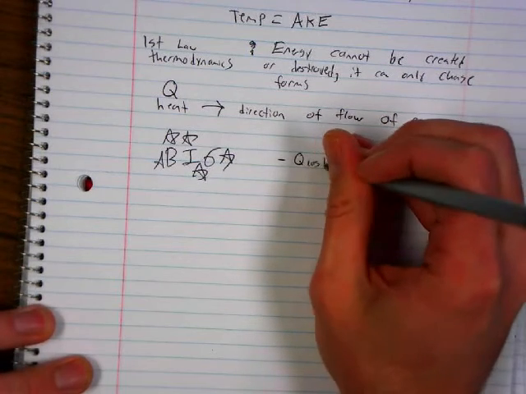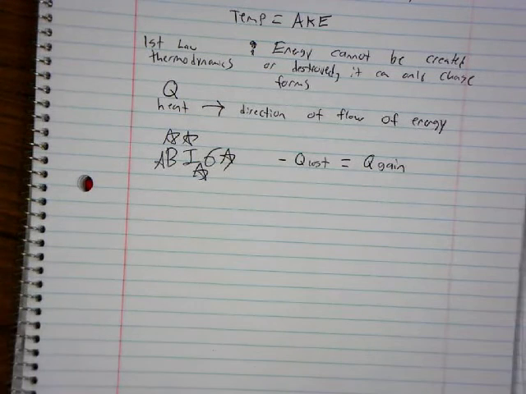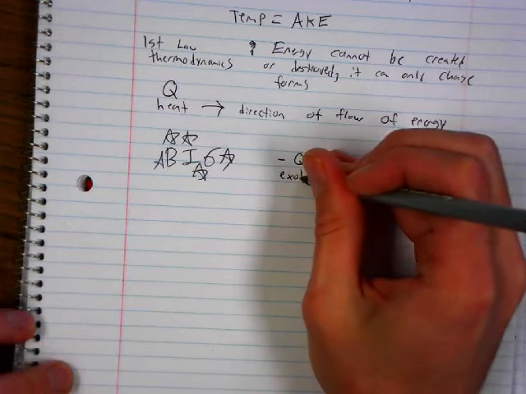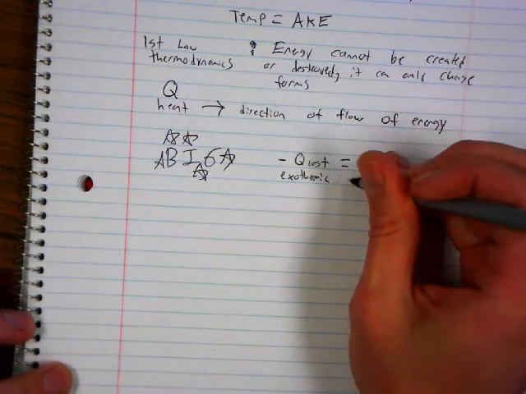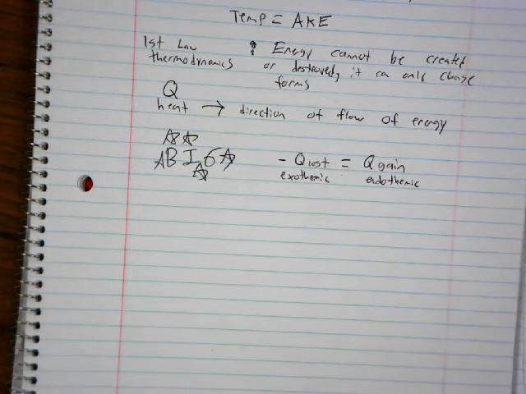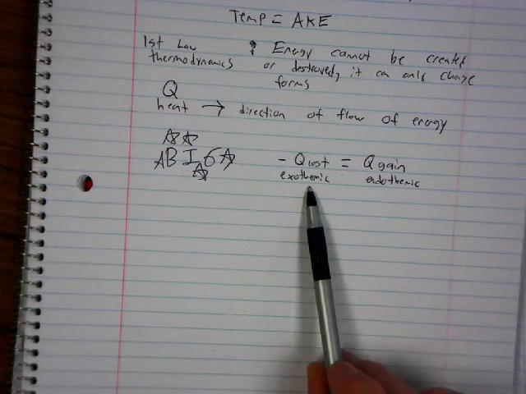The big thing about heat is the following. Negative Q lost has to equal the heat gained. So if something loses heat, we assume the same amount of heat will be gained. And if something is giving off heat, what do we call that in chemistry? That is exothermic. So the exothermic reaction should be equal to the endothermic reaction. If something is gaining heat or taking heat in, it's endothermic. I think of heat as entering. If something is exothermic, heat is exiting.